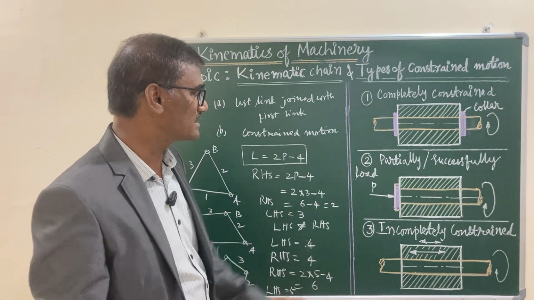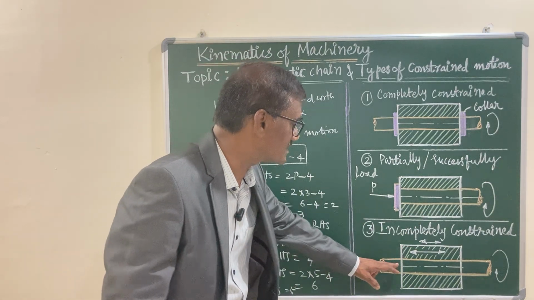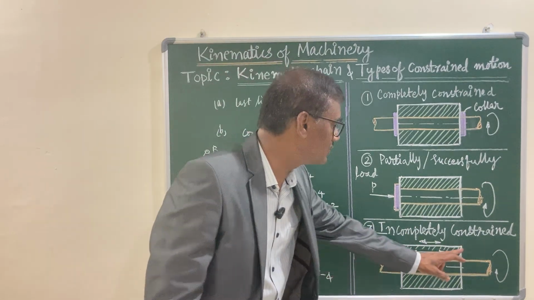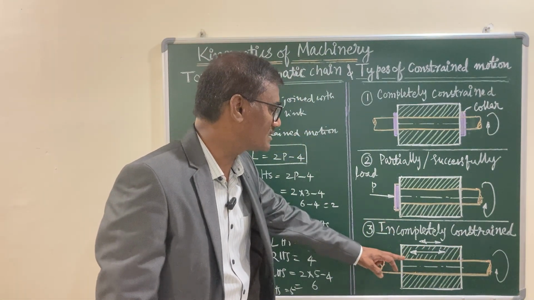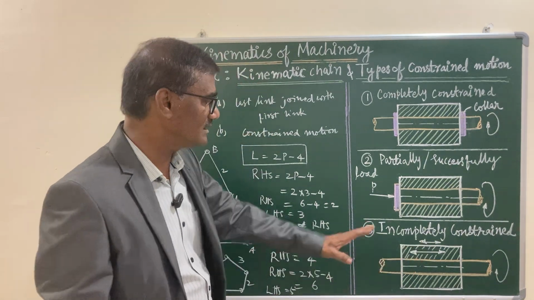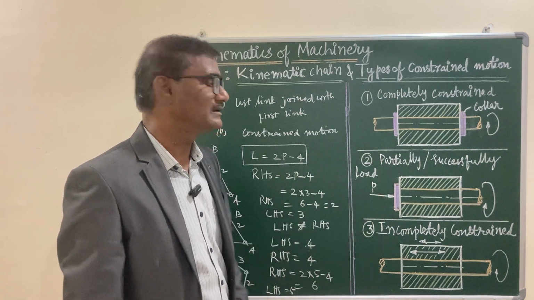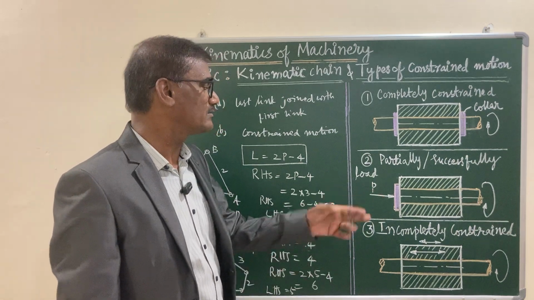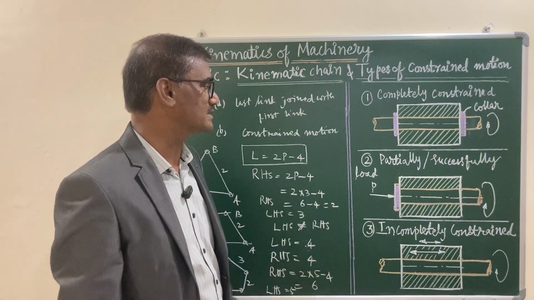And the third type, let us see incompletely constrained motion. In this circular shaft, you have removed the collars on both sides. So that means this shaft rotates as well as it can slide along the axis. The direction of the motion is not in one direction, it's more than one direction. You have rotary motion as well as sliding motion. That is the reason it's called incompletely constrained motion.